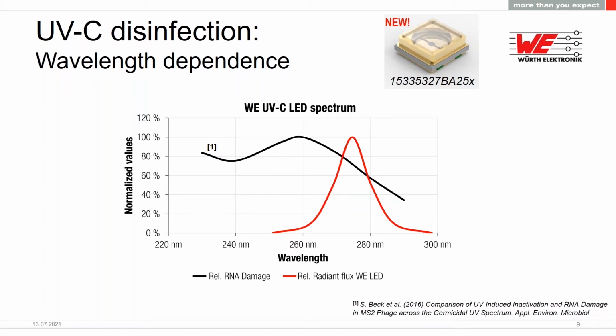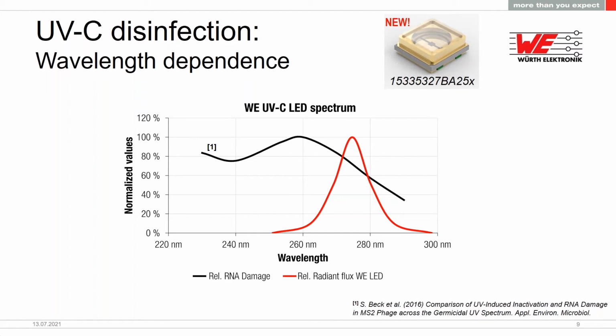So for your reference, I also put in the spectrum of our 275 nanometer UVC LED. And what you can see is that there is some overlap between the RNA damage curve and the spectrum. But the wavelength of our LED is not ideal. So of course it would be better if we had 260 nanometers as a peak wavelength. Well, but it's not as simple as this.